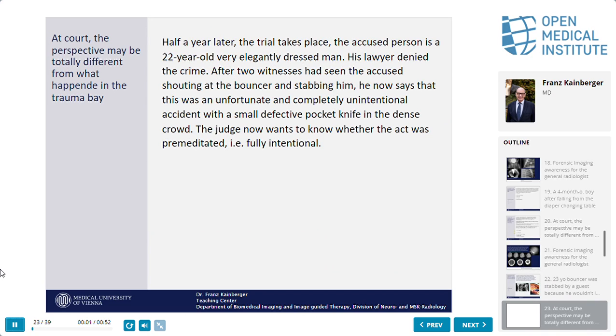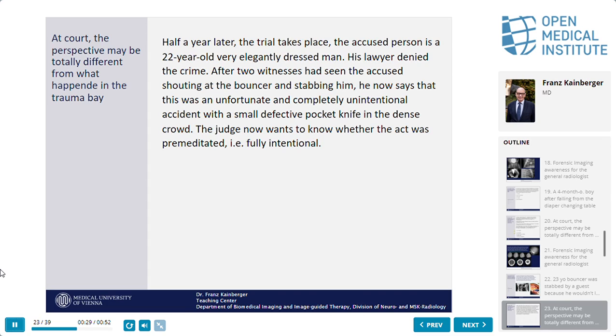And what then happened is also to show you the different perspective of what happened at court. Half a year later, the trial takes place. The accused person is a 22-year-old, very elegantly dressed man. His lawyer denied the crime. After 2 witnesses had seen the accused attack the bouncer and stab him, he now says that this was an unfortunate and completely unintentional accident with a small defective pocket knife in a dense crowd.